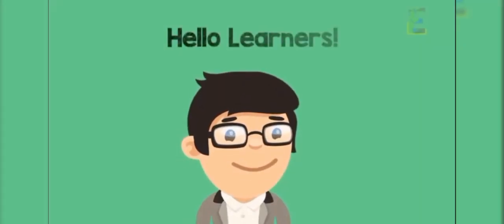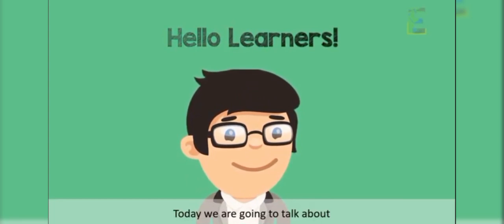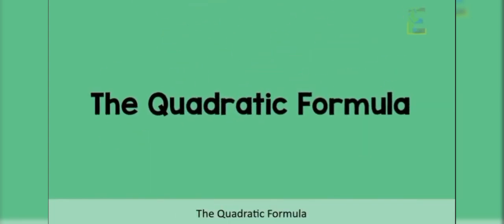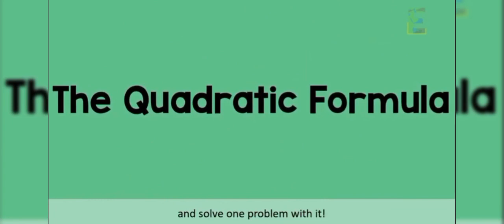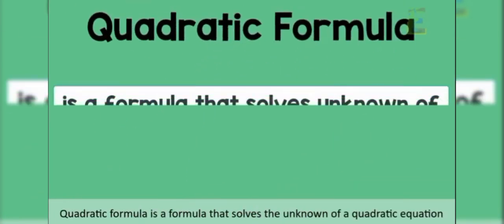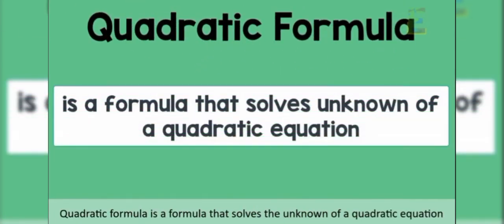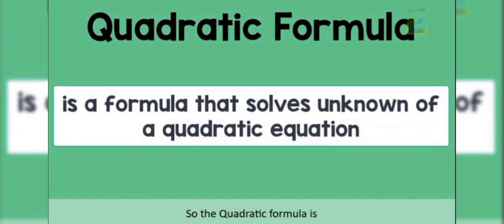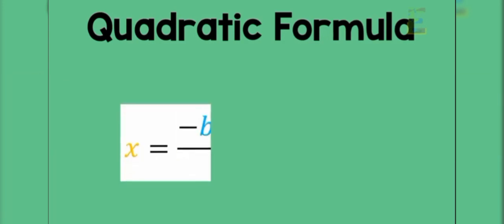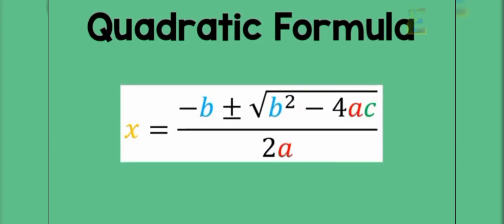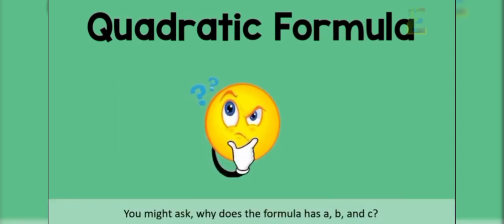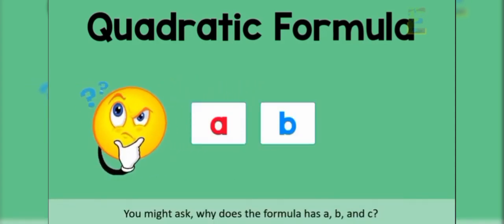Hello learners! Today we're going to talk about the quadratic formula and solve one problem with it. The quadratic formula is a formula that solves the unknown of a quadratic equation. So the quadratic formula is x equals negative b plus or minus the square root of b squared minus 4ac, over 2a. So you might ask, why does the formula have a, b, and c?